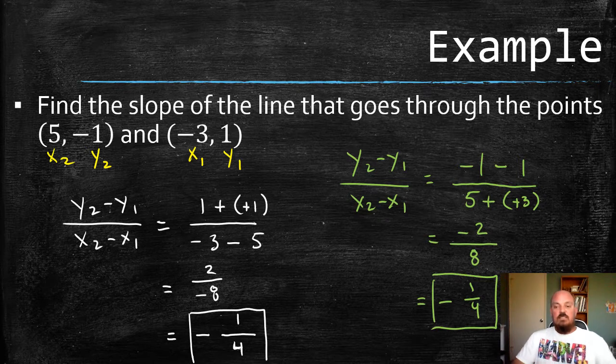So it doesn't matter which one is x1, y1, and which one is x2, y2. It's going to work out no matter what. Just make sure you don't switch in the middle. Like if you called this one x1 and this one x2, so you're mixing them up, that would matter. That would get you the wrong answer if you have one of each. One point has to be x1, y1, and the other one has to be x2, y2.